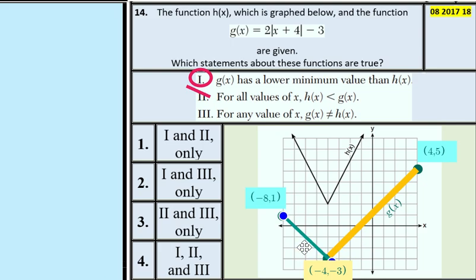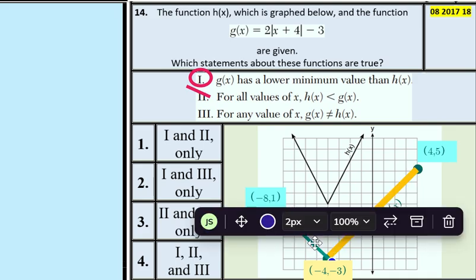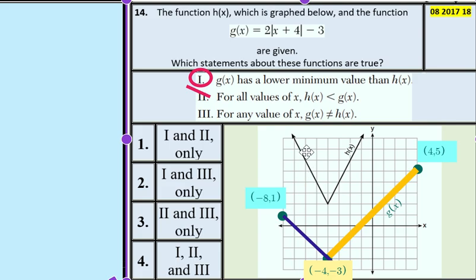Finally, the third one says, for any value of x, g of x never equals h of x. Look at the way these slopes are designed. No matter what, these rays coming out from the vertex are never going to go towards h of x because h of x is narrower than g of x. Therefore, there is no place on either one of these functions where they're going to intersect. So choice 3 is absolutely correct. There is no place on either graph where they're going to meet.